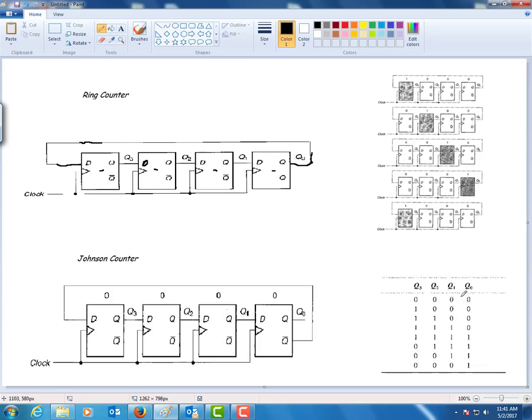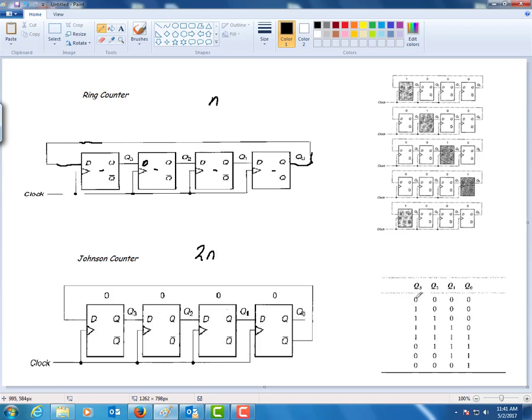Now here's the thing you need to remember about these counters, other than the fact of how they're constructed. The number of unique states here is equal to n, because there's 1, 2, 3, 4. So you have 4 unique states here before it starts to repeat itself, right? For the Johnson counter, you have 2n. That's an n there. There we go.